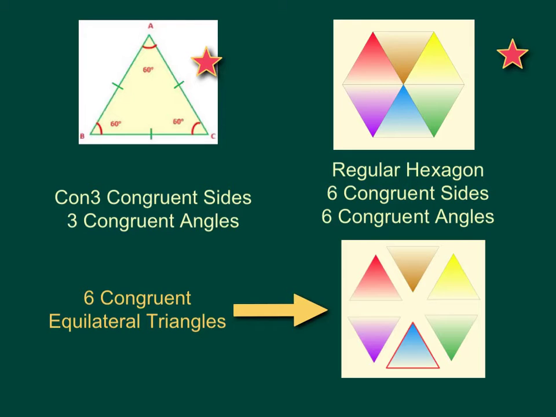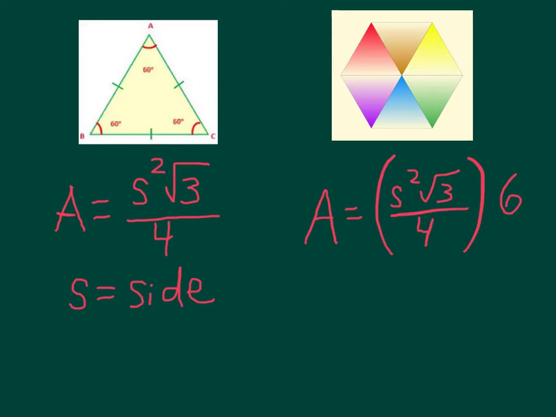But the way we're going to talk about it, if I can just focus your attention down here in the lower right hand corner, we would like for you to think of a regular hexagon as just being 6 equilateral triangles. That way we'll only have one formula to memorize. Well, speaking of those formulas, here they are.